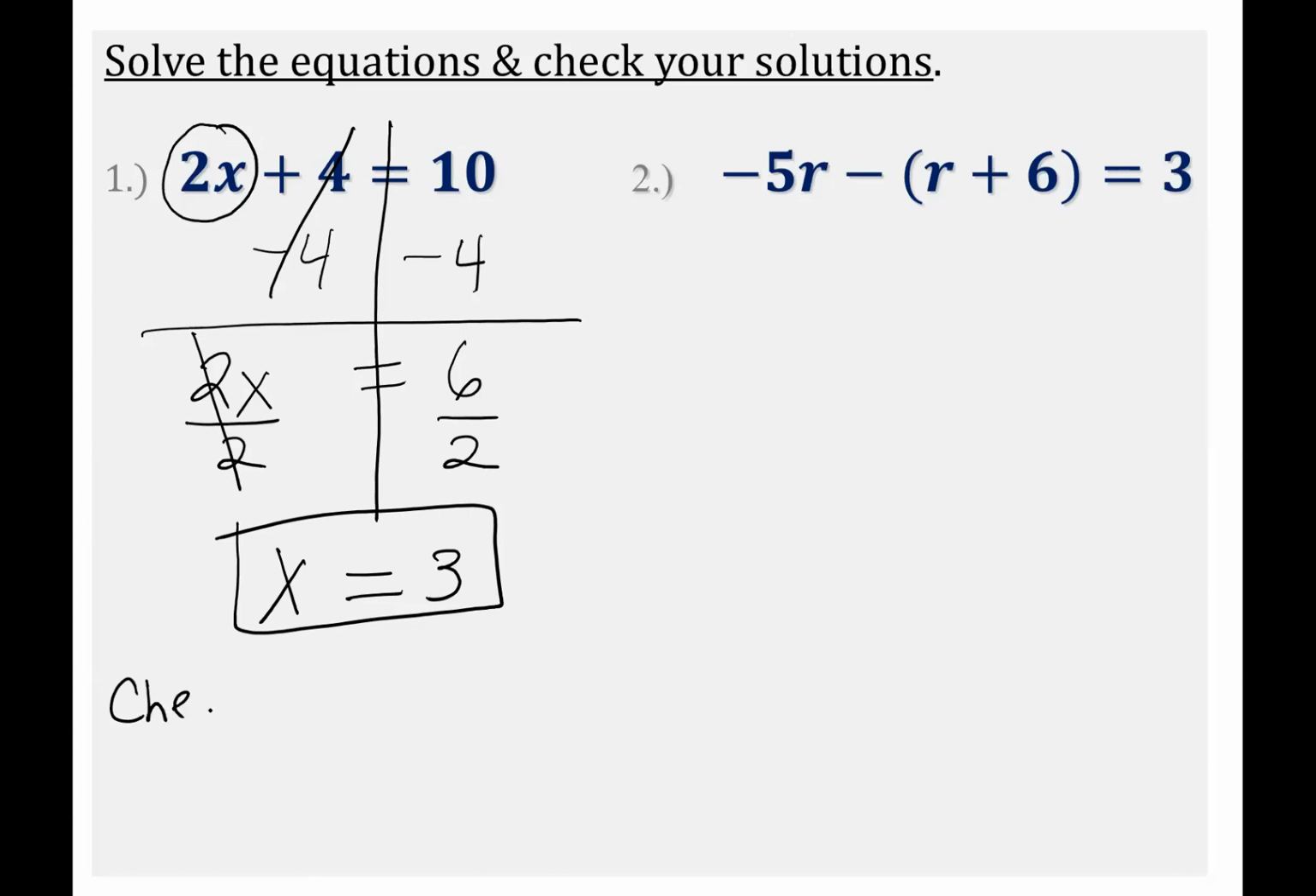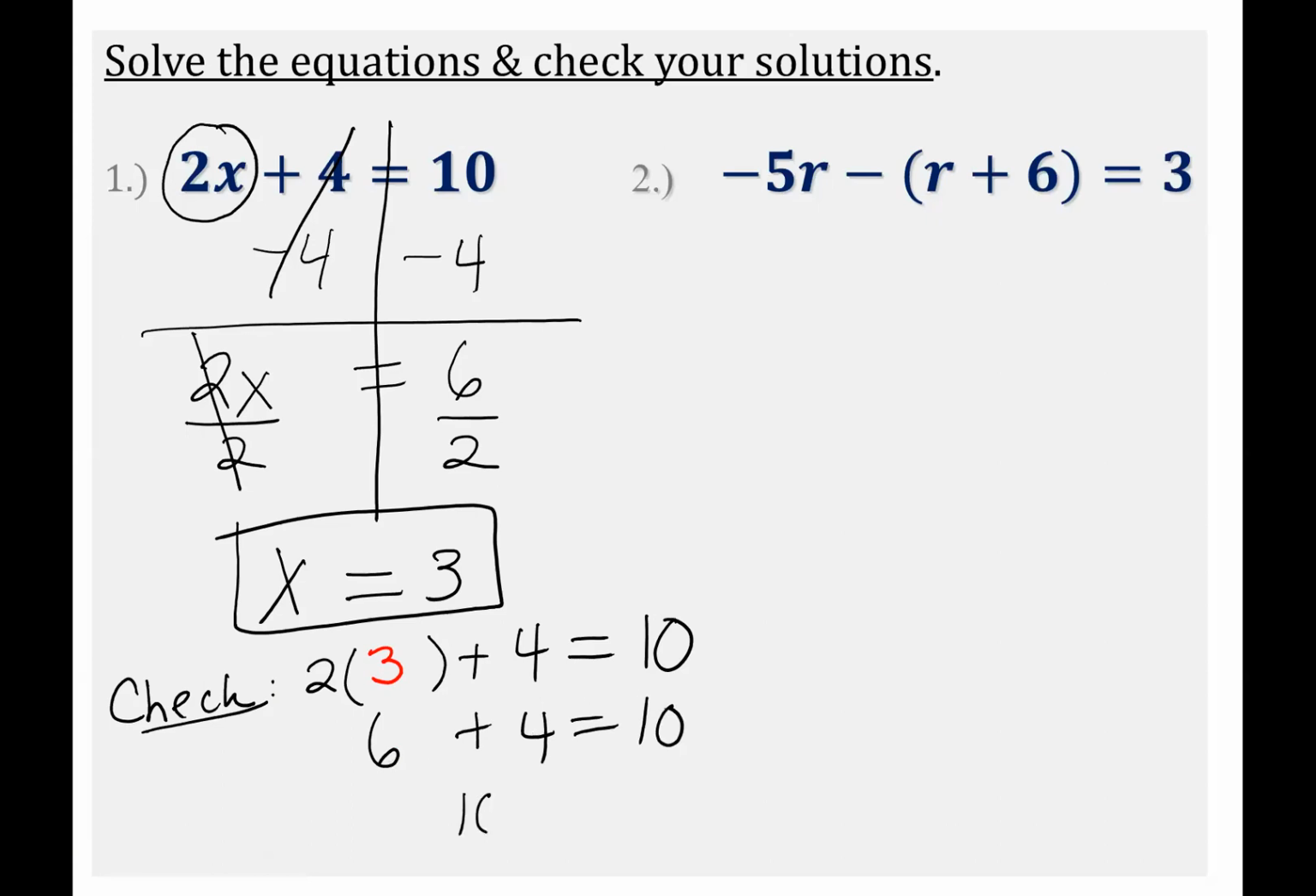And here's what the check would look like. Check. 2x plus 4 equals 10. So instead of writing all that out, I'm replacing the x with the solution that we got, which is 3. So I'm writing 2 times 3 plus 4 equals 10. And now we'll simplify on both sides. 2 times 3 is 6. So I'm writing 6 plus 4 equals 10. And then, yes, 6 plus 4 is equal to 10. So 10 equals 10. And it checks. So I write a little check mark at the end.